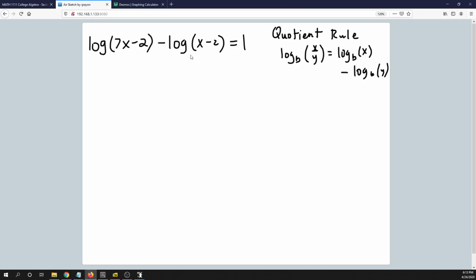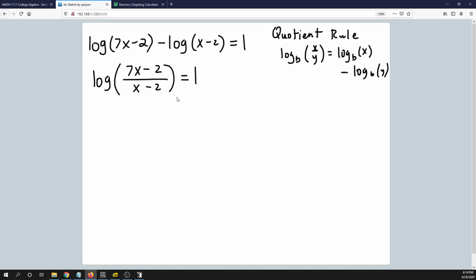All right, and you can see that's pretty much what I have over this side. I have the log of 7x minus 2 minus the log of x minus 2 over here. So it's looking like this. And what I can do is rewrite it in terms of this side over here. So that would be the log of 7x minus 2 over x minus 2 equals 1. All right, so all the logs over on the left side, I rewrote them as a single log.